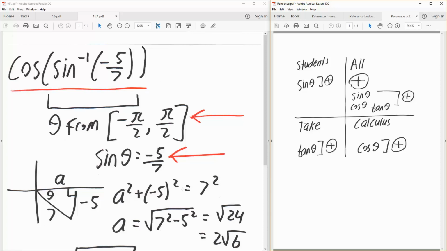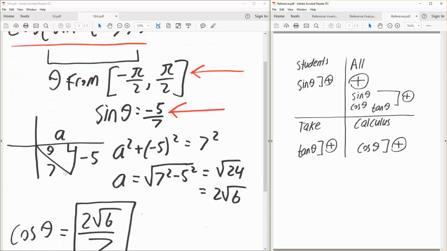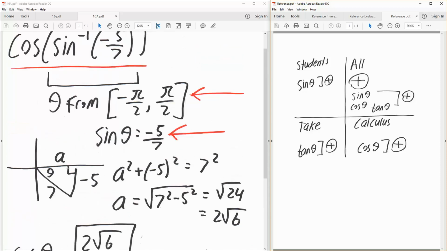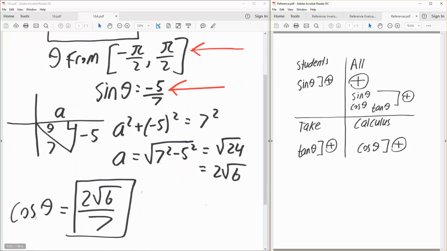We're almost there. Now we know a, and we know that cosine is adjacent over hypotenuse, so it's going to be a over hypotenuse. It would be 2 square root of 6 divided by 7, since this is a positive number. Another way to think about this is that if we use our reference table, we know that in this quadrant, cosine is positive. That's another thing to consider.